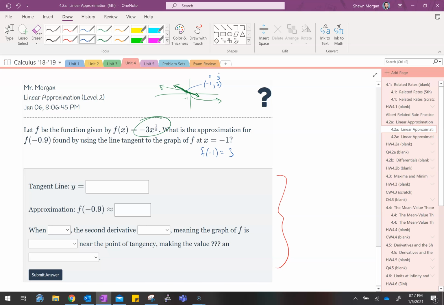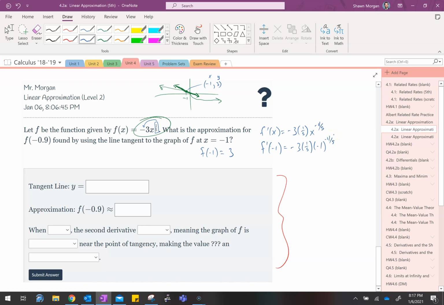And then to find m, we want to find what f prime is. Now this might be a good exercise for you guys to do using your power rule. So remember, your power rule says pull the exponent out front, make it a coefficient, and then drop it by 1. Having already had a coefficient of negative 3 out there, we now have negative 3 times 1/5. And then it's going to be x to the negative 4/5 because we decrease the exponent by 1. And then we want to evaluate that at this neighborhood of negative 1. So negative 3, 1/5, negative 1 to the negative 4/5 power.